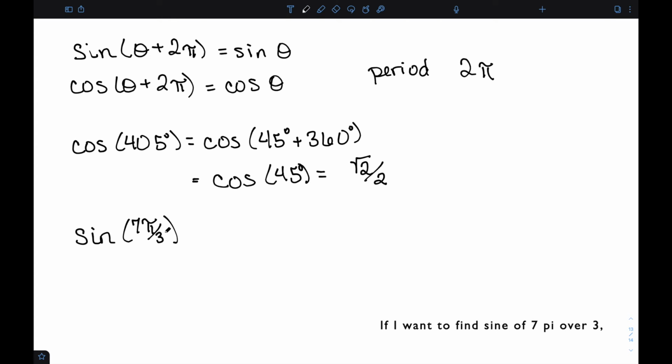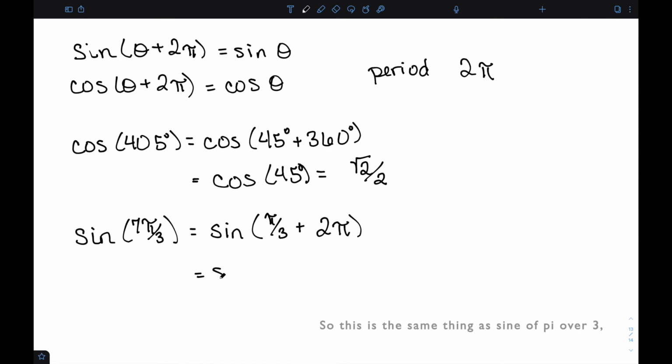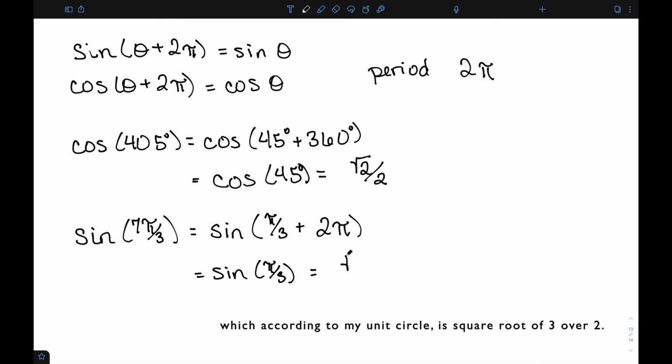If I want to find sine of 7 pi over 3, well, I could write 7 pi over 3 as pi over 3 plus 6 pi over 3, which is the same thing as 2 pi. So this is the same thing as sine of pi over 3, which according to my unit circle is the square root of 3 over 2.